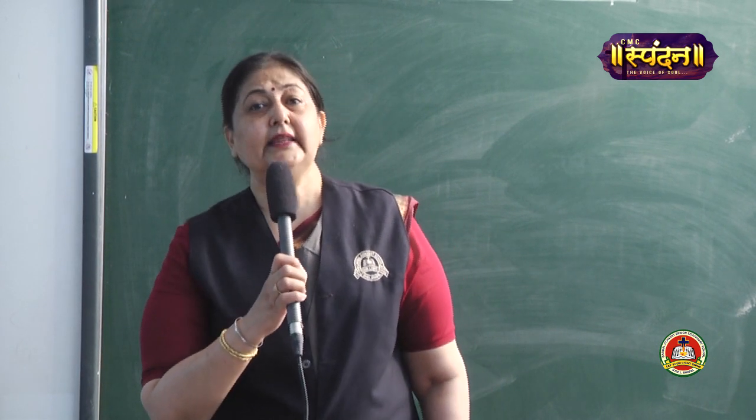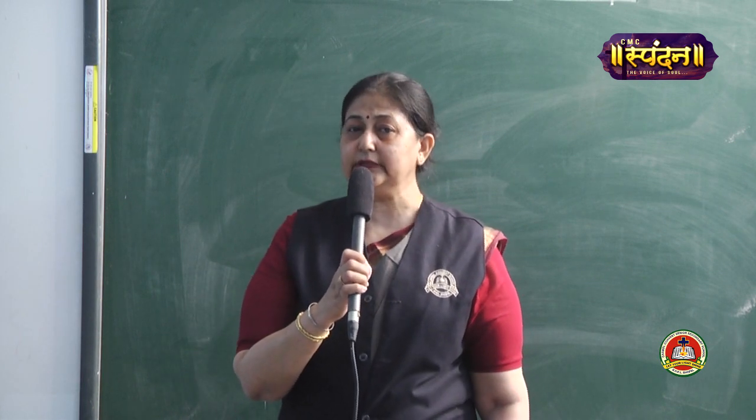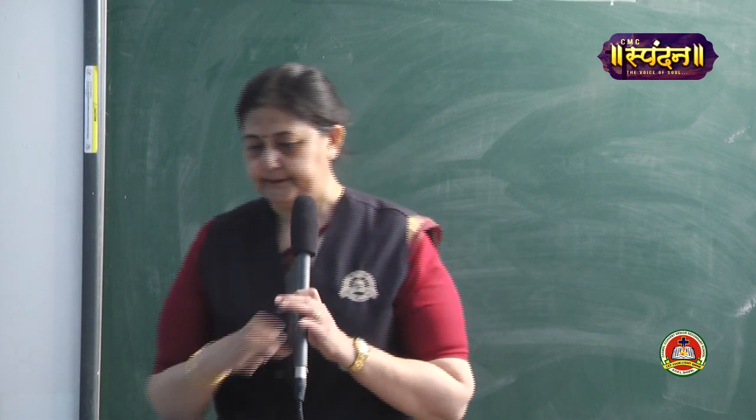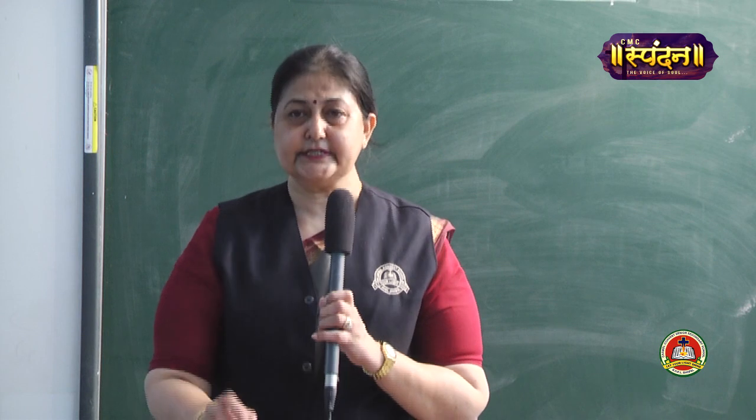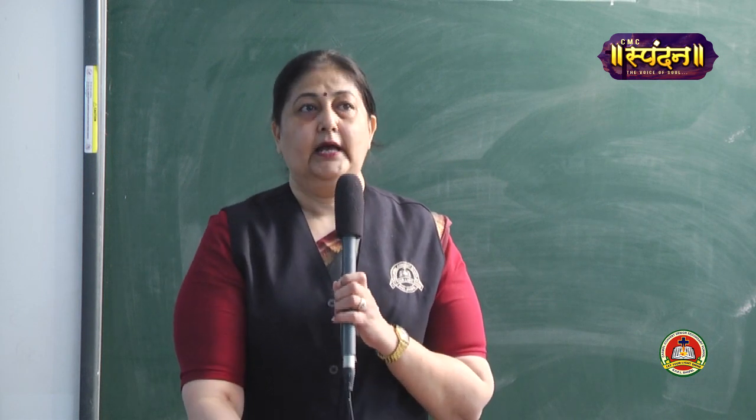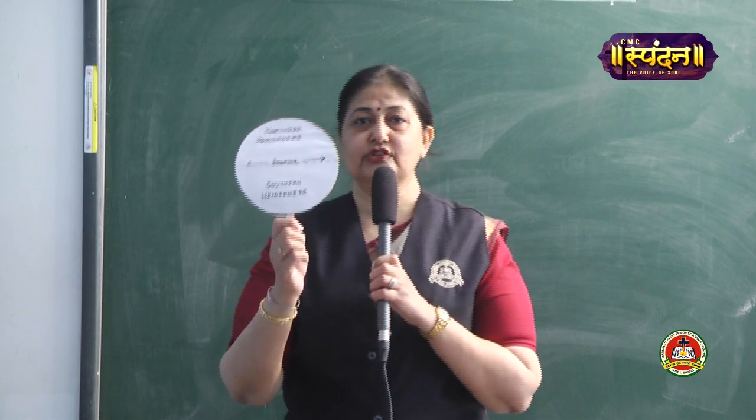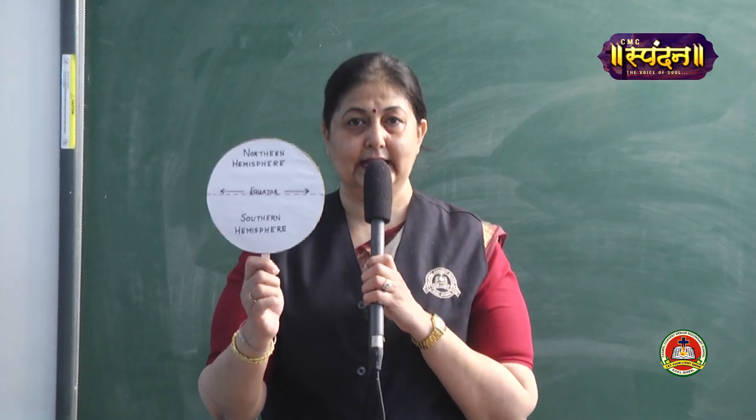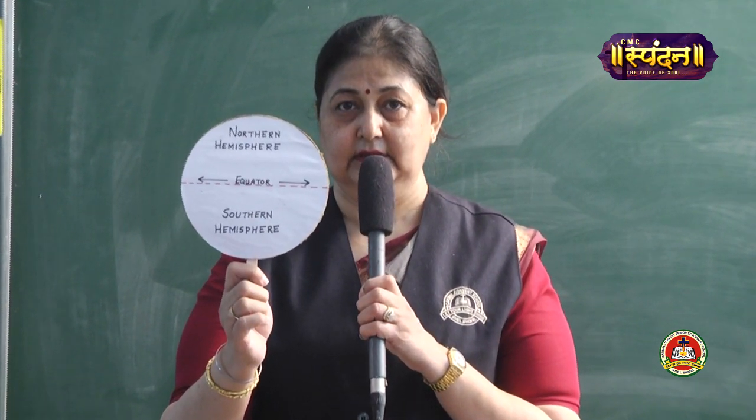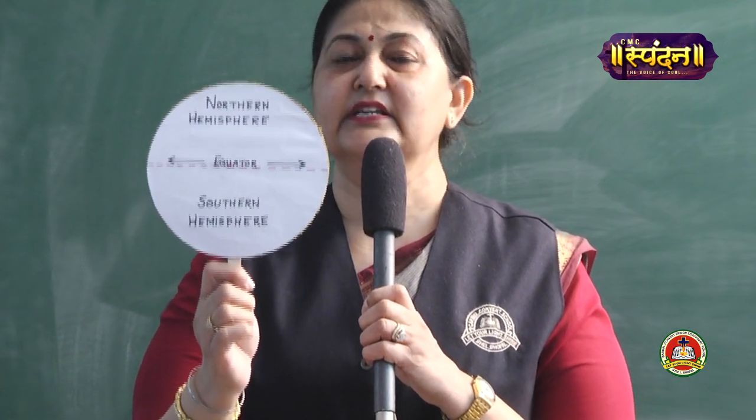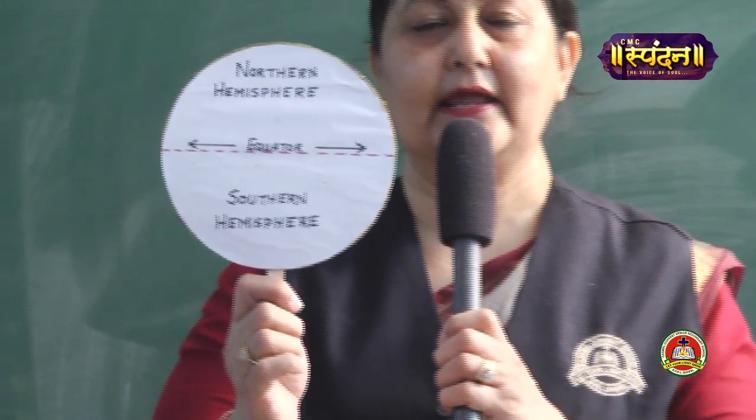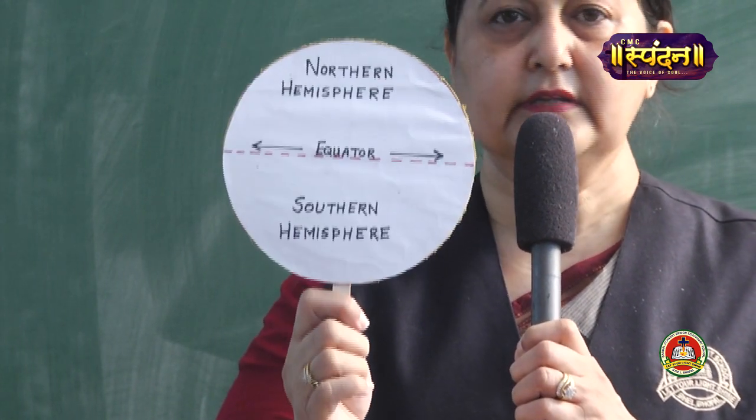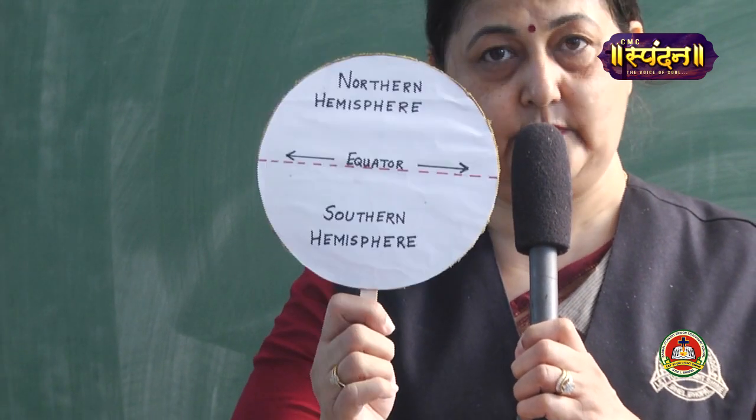Correct? Then the hemispheres. What are hemispheres, children? Hemispheres are 2 equal halves of the earth. As I told you, our earth is divided into 2 equal halves by an imaginary line. It runs from the center of our earth. It is a horizontal line and it is called the equator. The area above the equator is the northern hemisphere, children, and the area below the equator is the southern hemisphere. The earth is divided into two hemispheres this way.